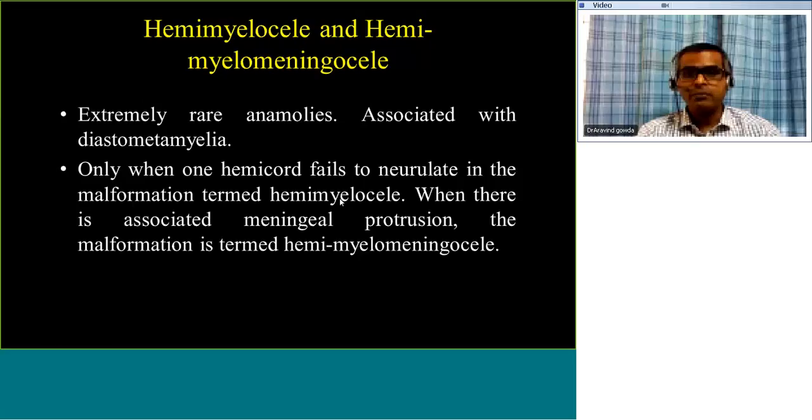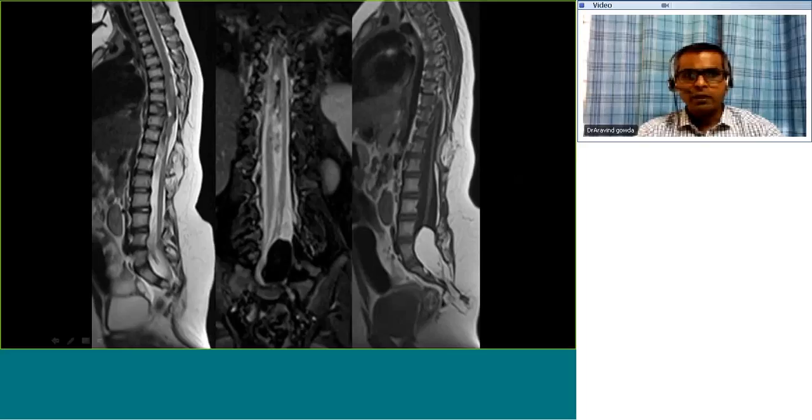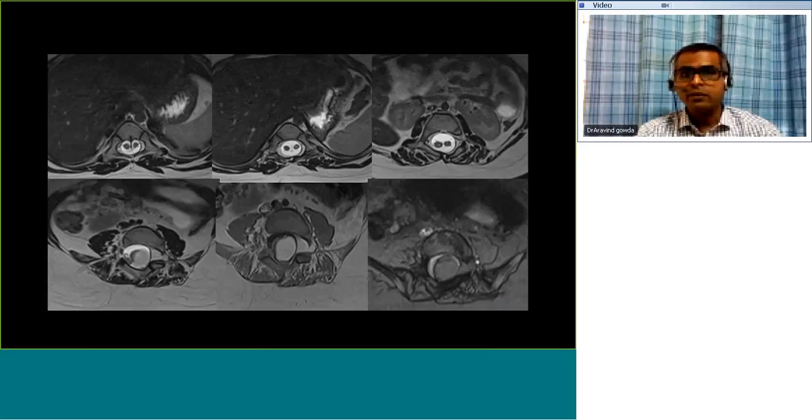Suppose if there is associated meningeal protrusion, the malformation is termed as hemimyelomeningocele. So this is one thing I have seen. See, you can see there is a splitting of the cord, and one part of the cord, the one that is laterally situated on the left side, is having a myelomeningocele in this. So this is the same thing. There is a splitting of the cord, diastematomyelia.